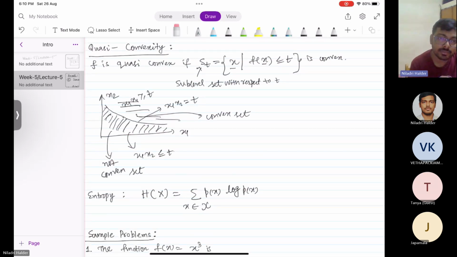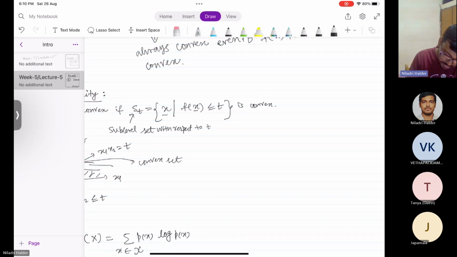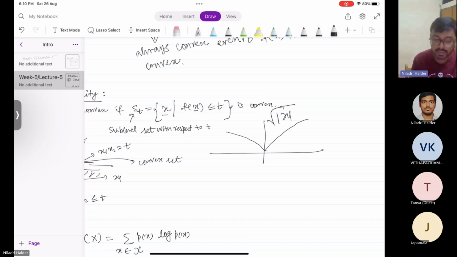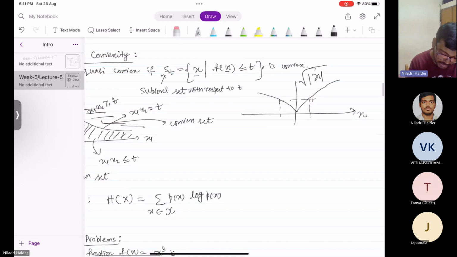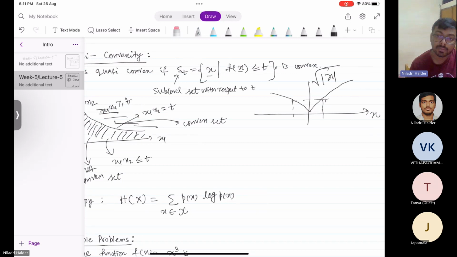Then what is quasi convexity? So checking quasi convexity: f is quasi convex if this set, the sub level set with respect to t, where t is another variable, is convex. S of t is a set which takes all the x such that f of x is less than or equal to t. The professor has already shown in his class that, suppose this is root mod x, the curve comes like this. So this is the sub level set with respect to t. This is a quasi convex function, because it is not a convex function.